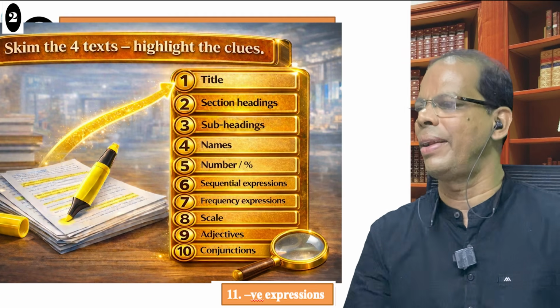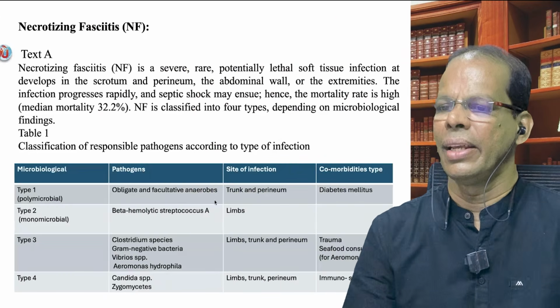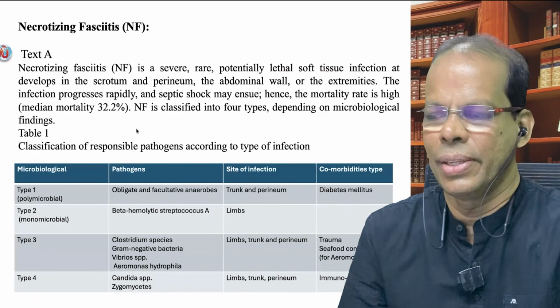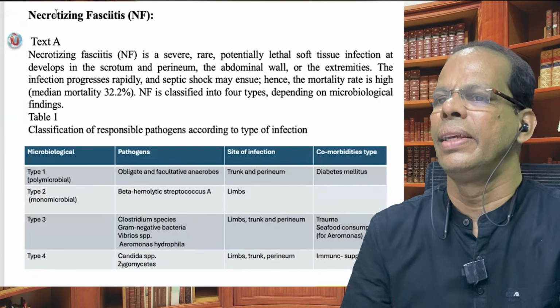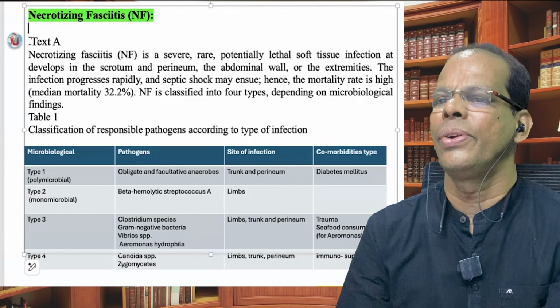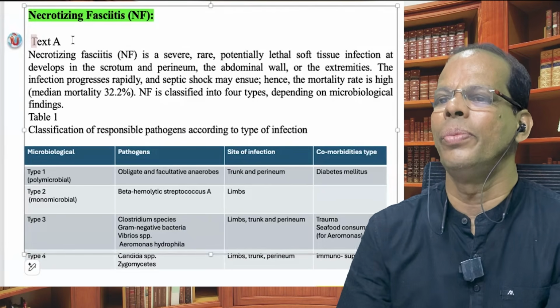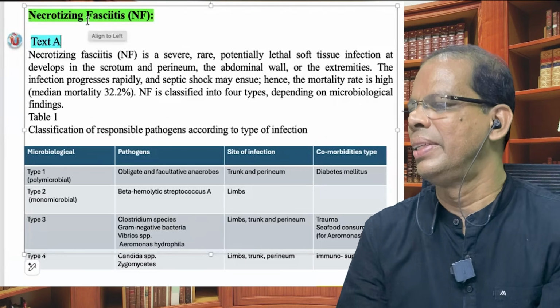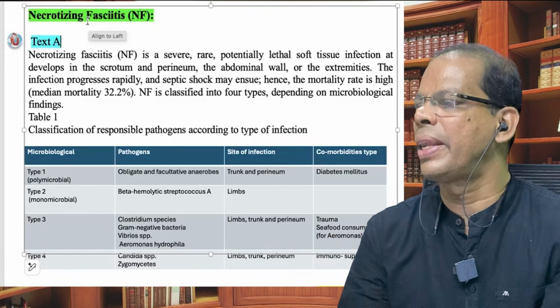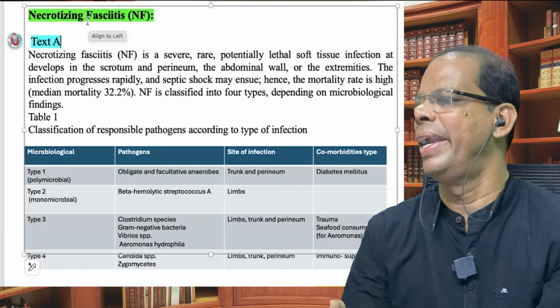Skimming means just running through the text. Now, can you find any of these things? Let's skim one text. This is necrotizing fasciitis. So this is text A. As I said, 4 texts will be there. The NF heading that I highlighted is the main heading, and all 4 texts will be dealing with this topic.